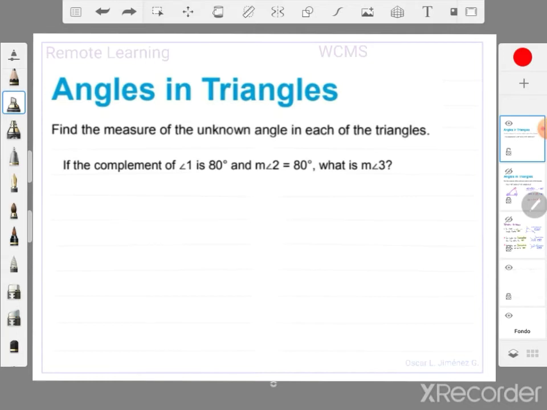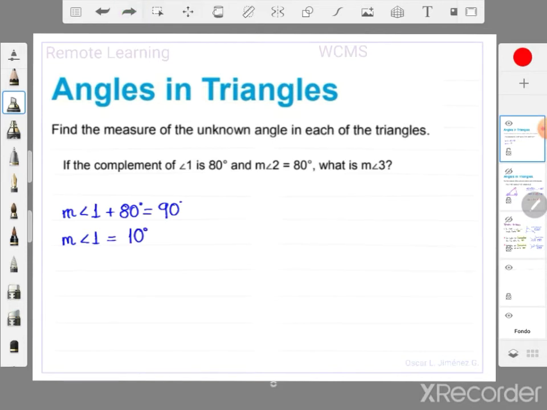So in this exercise, we know that the angle number 1 plus 80 degrees will be 90 degrees because they are complementary, okay? Now, what is the measure of the angle number 1? Which number added to 80 equals 90? Very good, 10 degrees, okay?